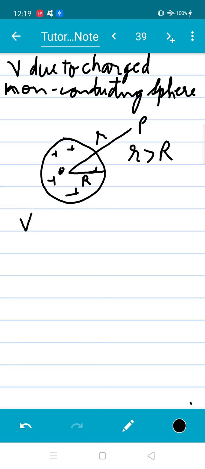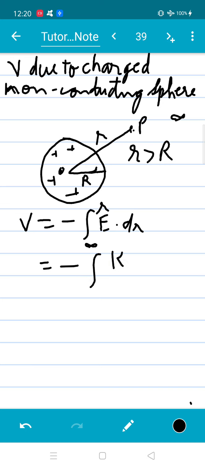We will integrate E dot dr from infinity to r, because we assume that point P was earlier at infinity and then it was brought to r, so our integral will be from infinity to r. Now you can solve it just like we solved in the shell. We will put the formula of E, which is equal to kq upon r square.